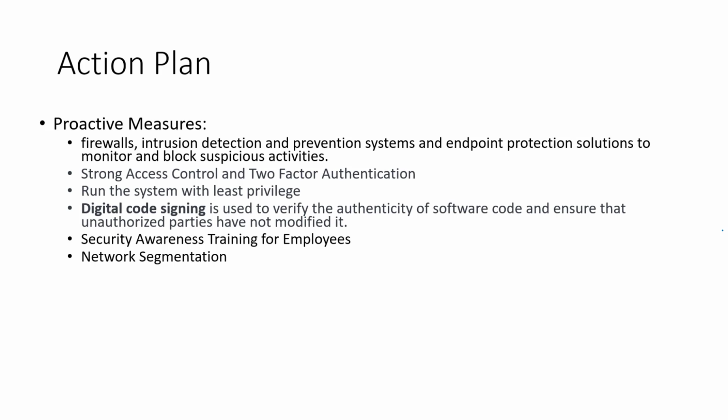So we have some proactive measures like firewalls, intrusion detection and prevention systems, and endpoint solutions to monitor and block suspicious activity. We can have strong access control with two-factor authentication. We can run systems with least privilege. We can have digital code signing, because an attack is triggered through the running of an unauthorized application, so you have to verify whether it is coming from the respective source. Security awareness training for employees: do not click on such links. Network segmentation or host level segmentation should be there. These are some of the countermeasures we have.